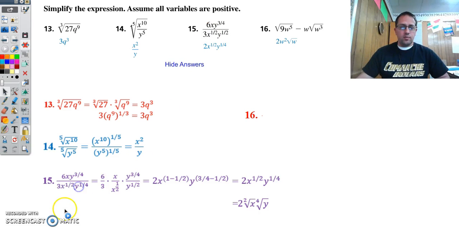Number 15. 15 is a bit long. So first, we'll take our original problem, and I broke it up for you so you can see this as each individual piece. So 6 divided by 3, x divided by x to the 1/2, y to the 3/4 divided by y to the 1/2. And since we're dividing, we're going to subtract our exponents, and it just turns into this. All right. You could write it like this, but that looks kind of weird, and so exponential form is preferred on that. All right.